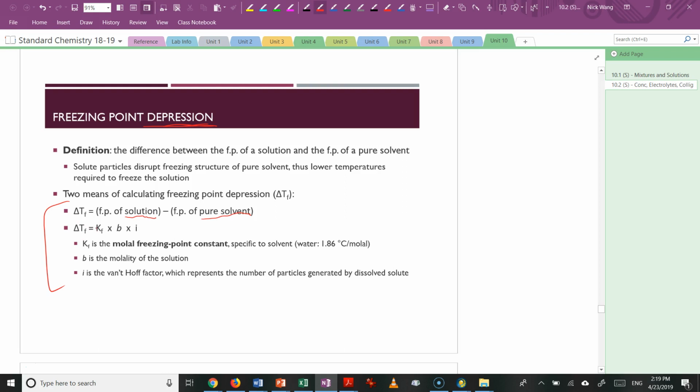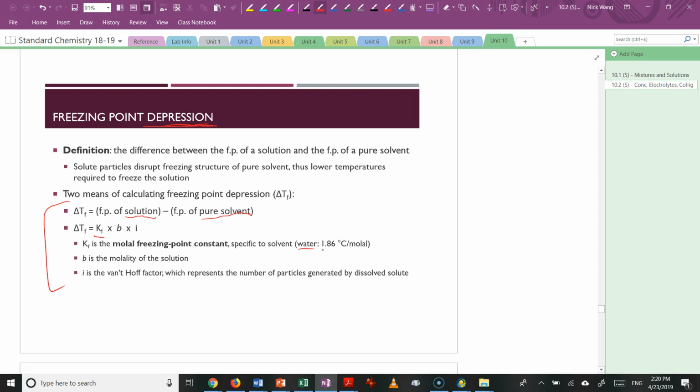A lot of times these two are used in conjunction with each other. But you have a second opportunity here where it's going to be KF times B times I. All right, so you have a couple things here. First of all, delta TF is that same expression, that freezing point depression. And the freezing point depression can be calculated by taking this molal freezing point constant. This is a value that you'll generally be given, and it has units of degrees Celsius per molal. Oftentimes we'll be using water, so you can use that value of 1.86.